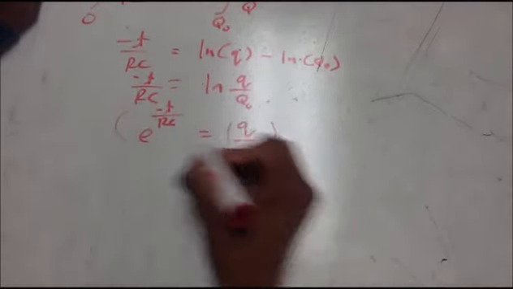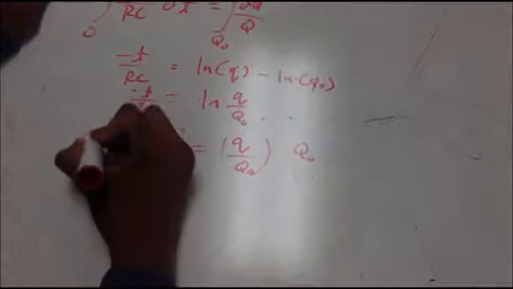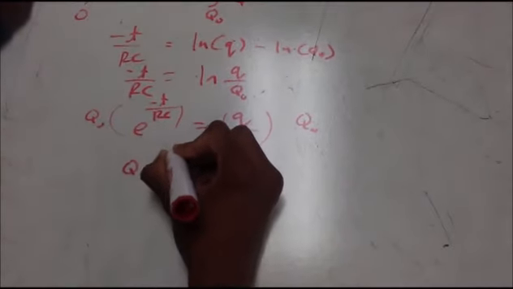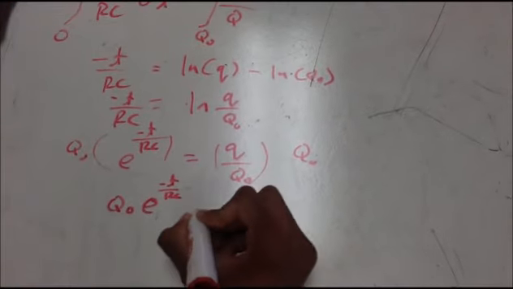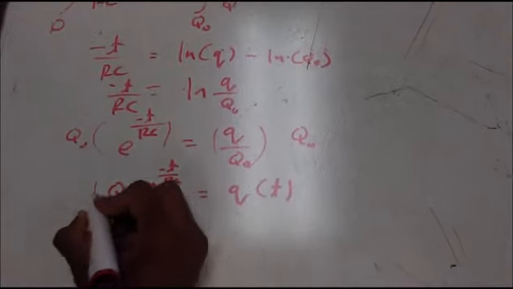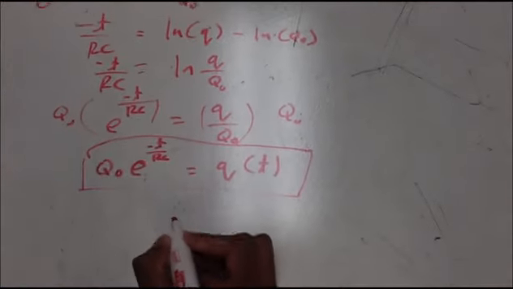And then we have e to the negative t over RC is equal to Q over Q sub 0. Multiply both sides by Q Sub 0. And we end up with initial charge times e to the negative t over RC equals Q. And this is our function of time. So this is our equation for the charge on the capacitor as a function of time.